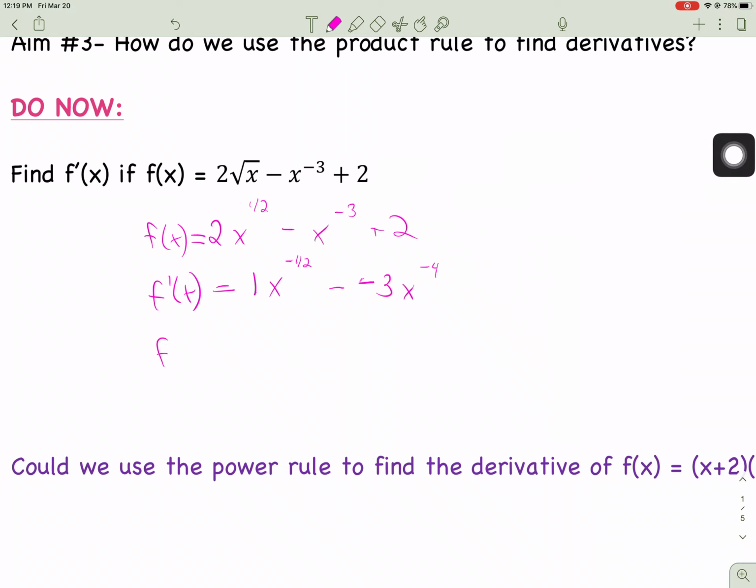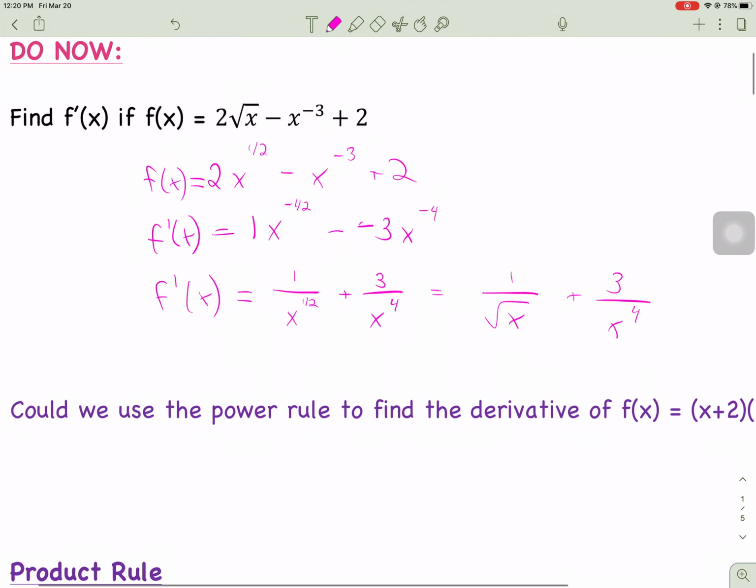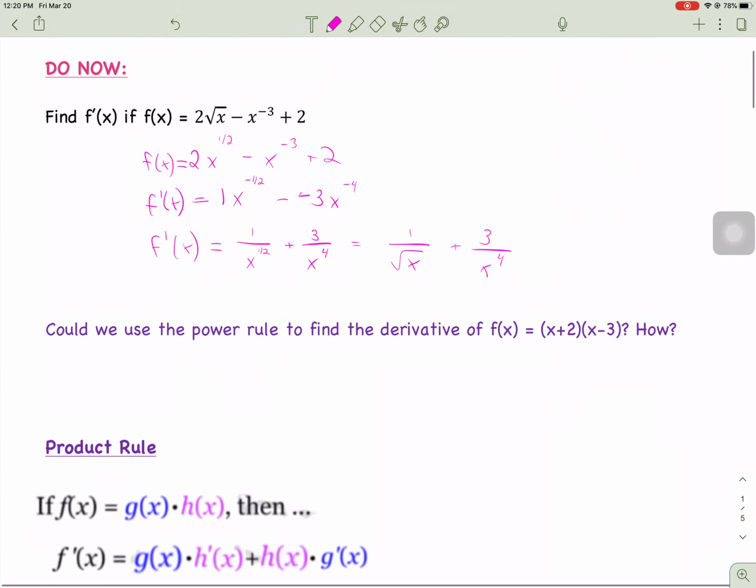So I'm just going to rewrite this as 1 over x to the positive 1/2 plus, because negative and a negative, 3 over x to the 4th, which I'm just going to rewrite one more time, 1 over rad x plus 3 over x to the 4th. Cool. So what about something like this?